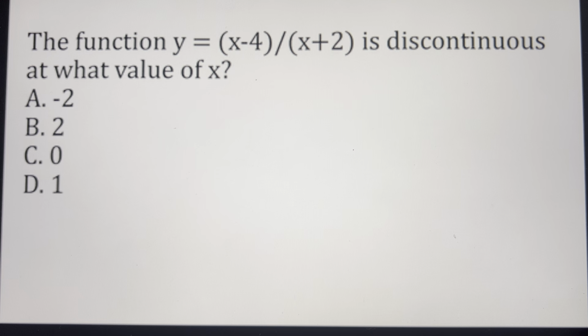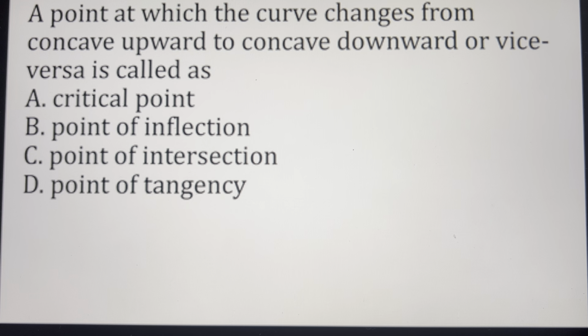The function y is equal to x minus 4 over x plus 2 is discontinuous at what value of x? So the function will be discontinuous when our denominator becomes 0 or undefined. So x plus 2, that's the denominator. When will it become 0? So that is at x equals negative 2. A point at which the curve changes from concave upward to concave downward or vice versa is called point of inflection.